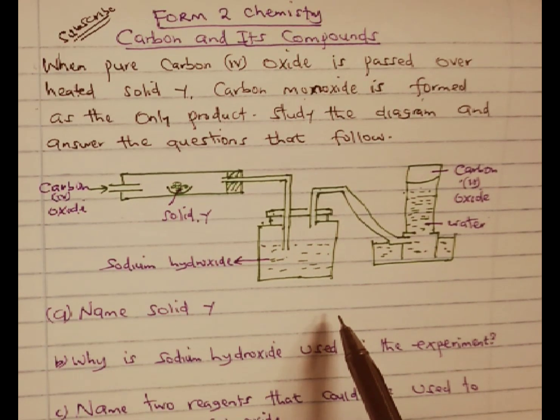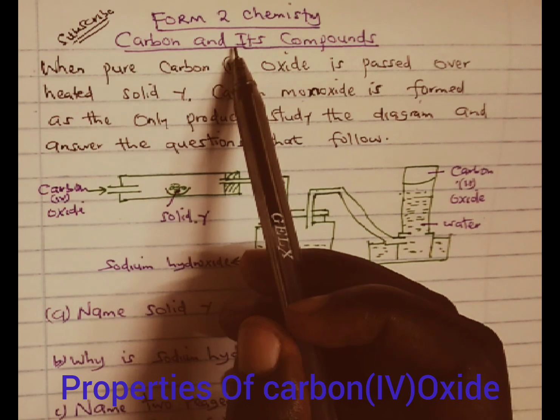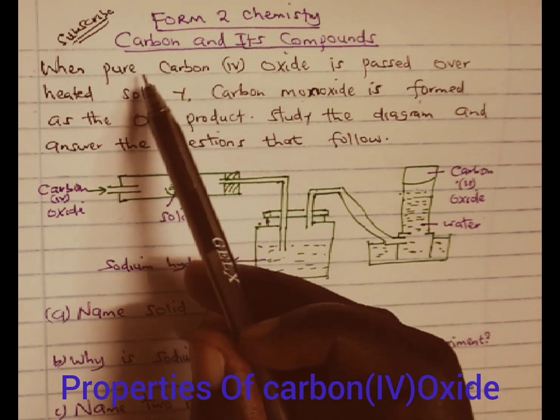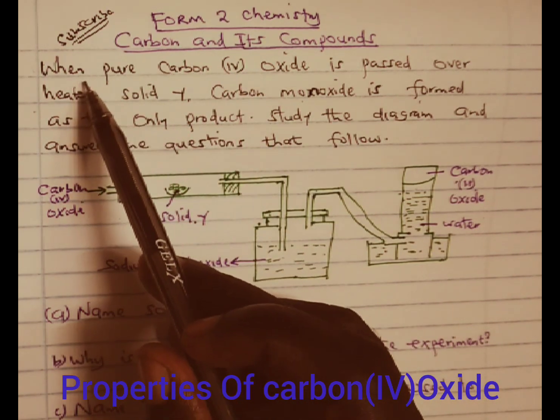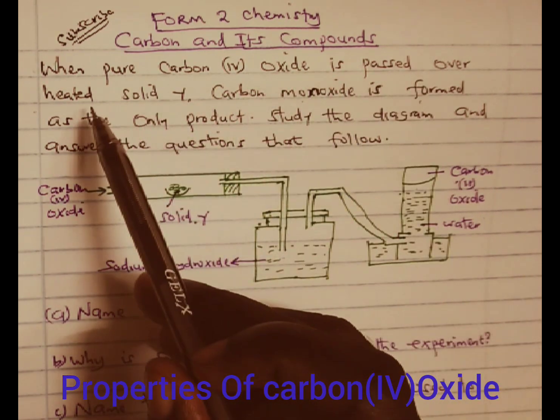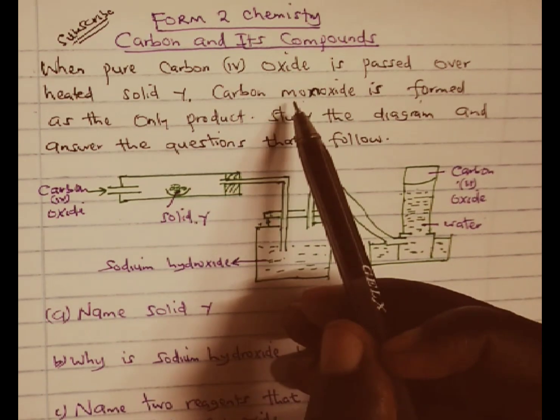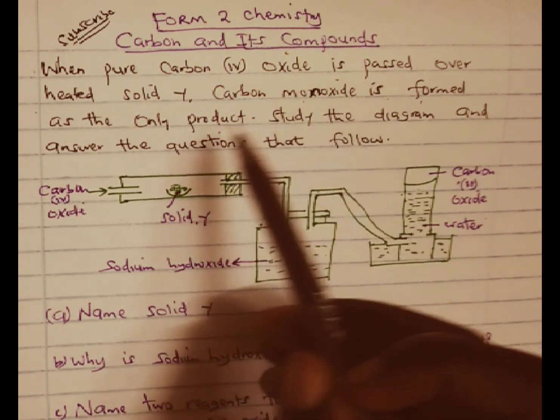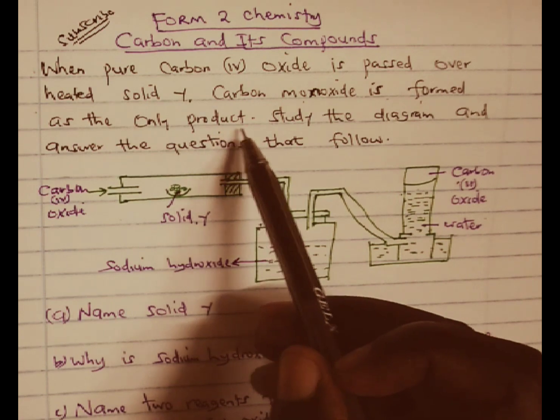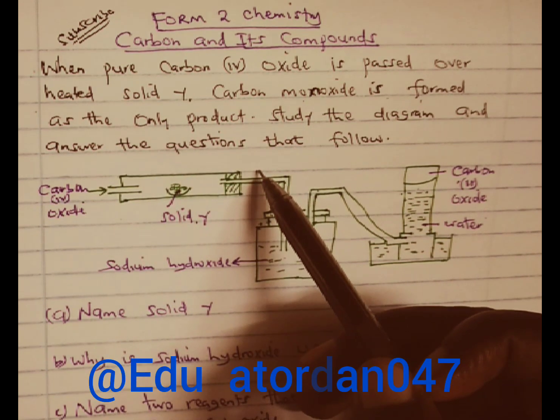Welcome to this lesson. We are looking at carbon and its compounds, Form 2 chemistry. We have a question that reads, when pure carbon 4 oxide is passed over heated solid Y, carbon monoxide is formed as the only product. Study the diagram and answer the questions that follow.